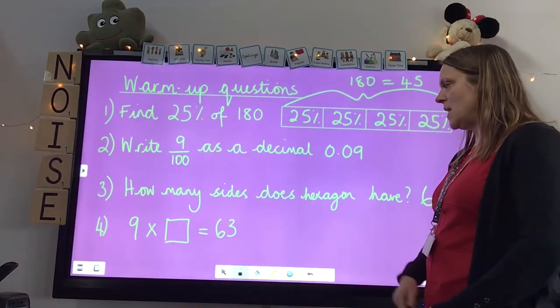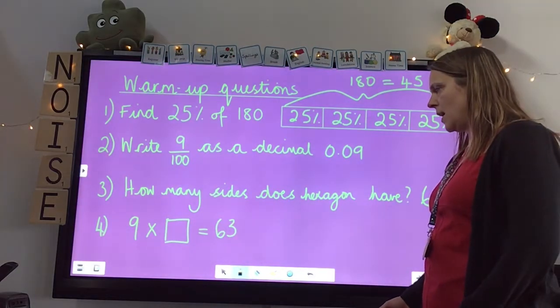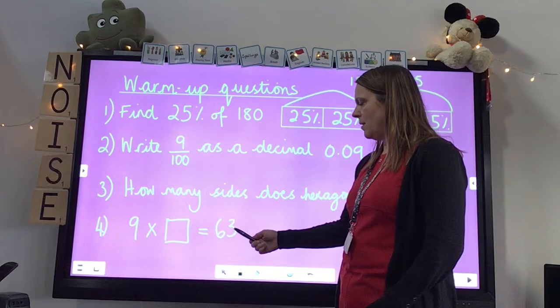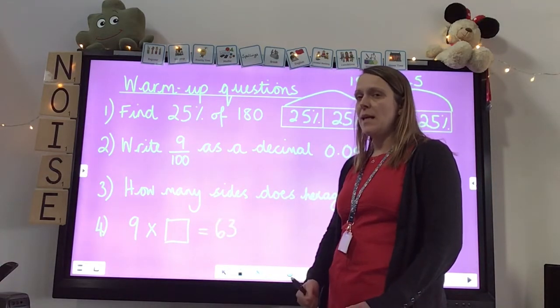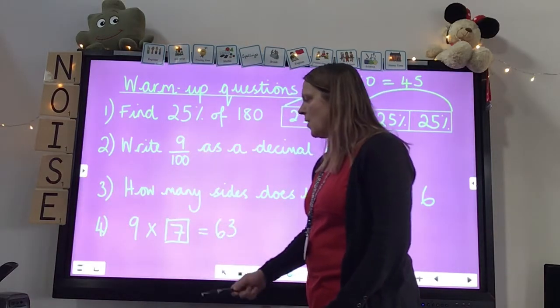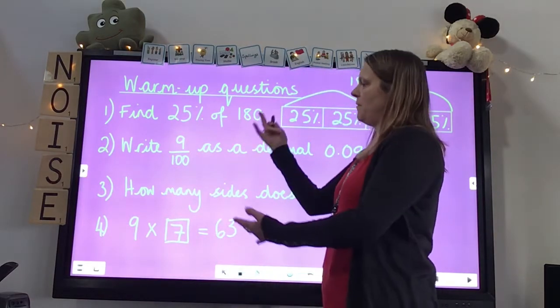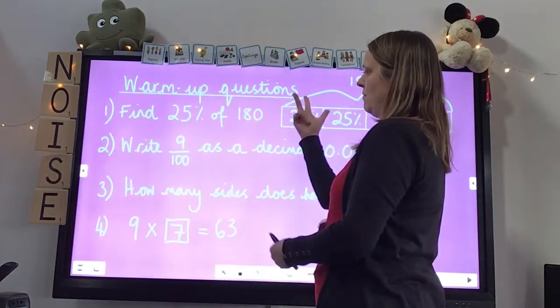And the last one here, 9 times something equals 63. So 9 lots of something is 63. So 63 divided by 9 would be how many? It would be 7. So 9 times 7 is 63. I can use my fingers to help me. So 7, put that down, 63. Okay.